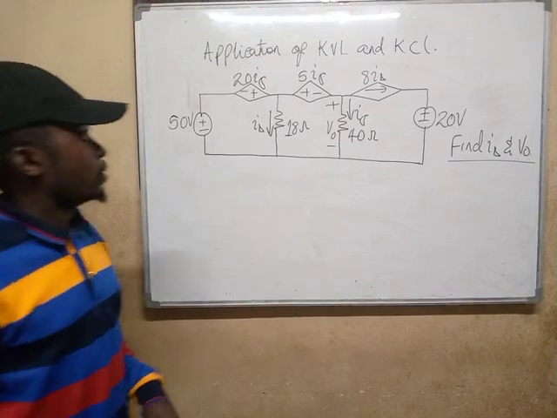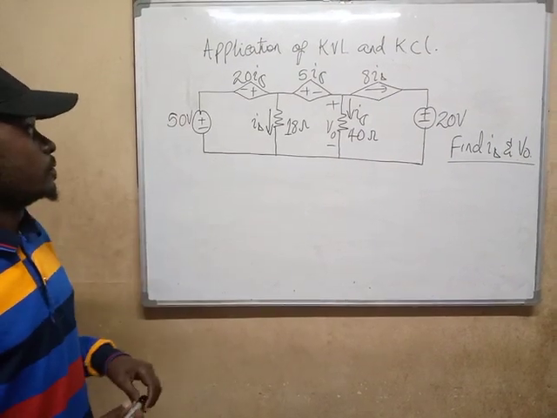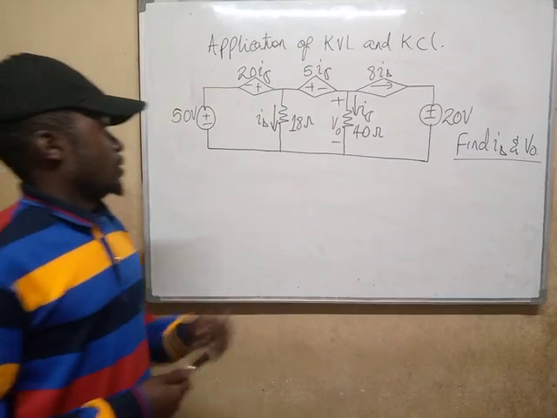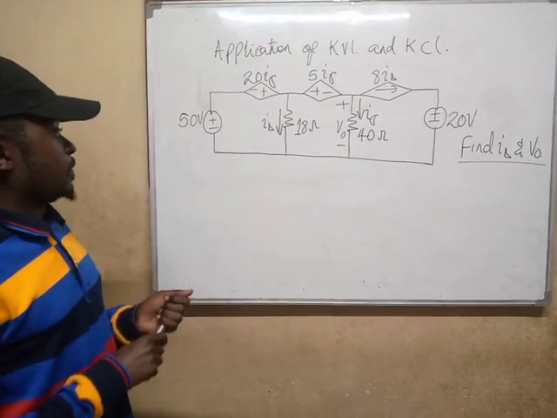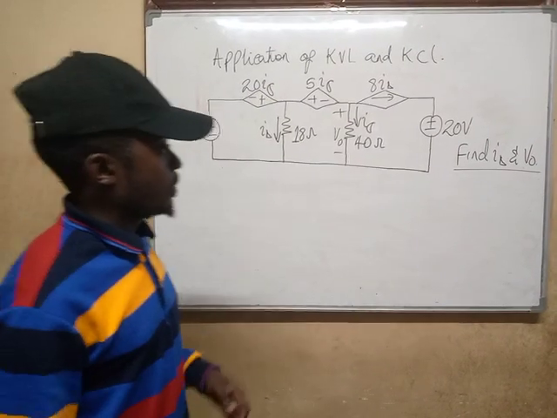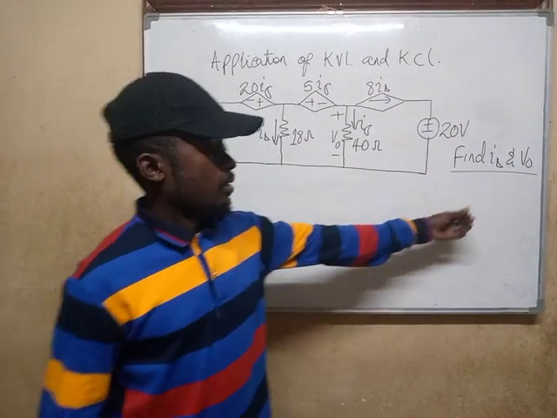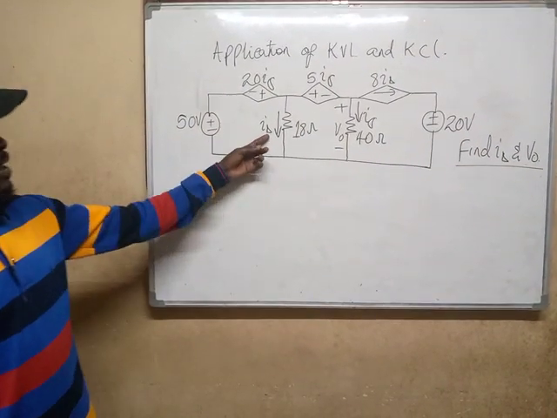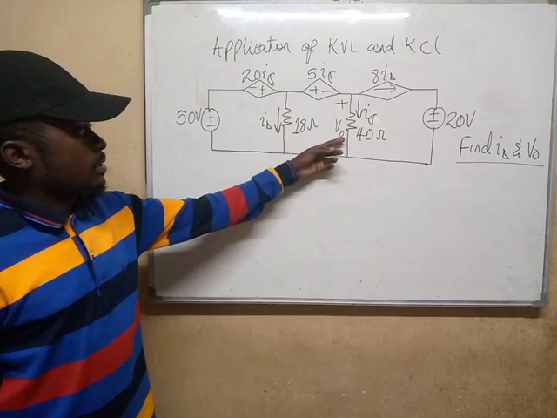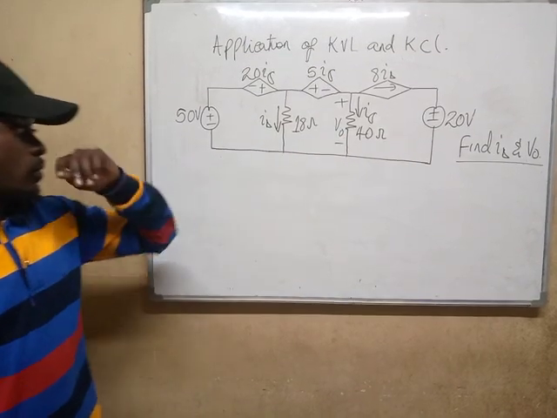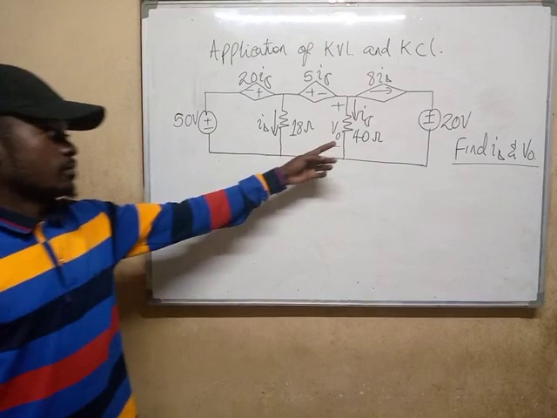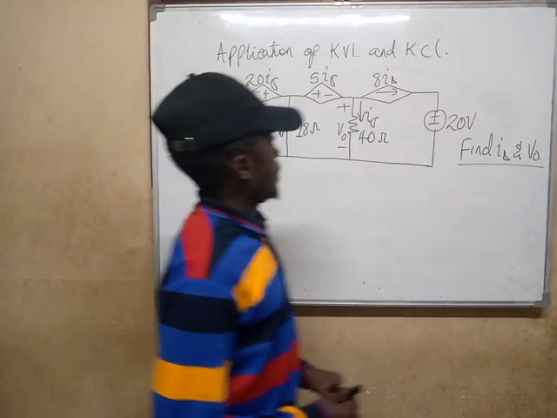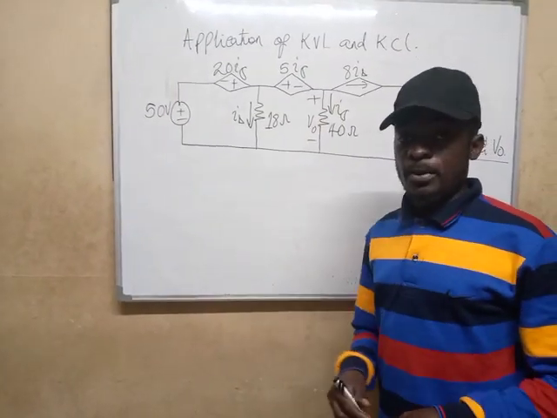So in today's tutorial, we are going to look at the application of KVL and KCL. In this circuit diagram that we have been given, we need to come up with a value of I delta and VO. This is I delta and this is VO. These are the two things that we have been asked to calculate, using the application of KVL and KCL.